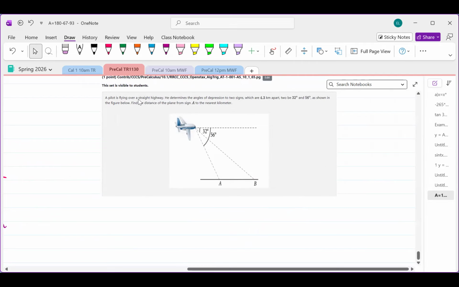So this pilot is flying over a straight bit of highway, and he sees 2 signs on the highway, sign A and sign B. And we know that the distance between these 2 signs is 4.3 kilometers. So in our figure here, that's 4.3 kilometers. The 32 degrees and the 56 degrees are angles of depression that the pilot looks down to see the 2 positions.